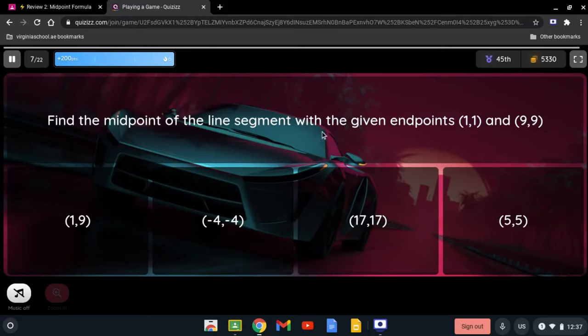Find the midpoint of the line segment with the given endpoints. We have 1, 1 and 9, 9. So again, we're going to use the midpoint formula. So we're going to replace x1 with 1 and then x2 with 9. So 1 plus 9 is 10, and 10 divided by 2 is 5. And now we're going to replace y1 with 1 and then y2 with 9. So again, 1 plus 9 is 10, and then 10 divided by 2 is 5. So it's going to be 5 and 5.